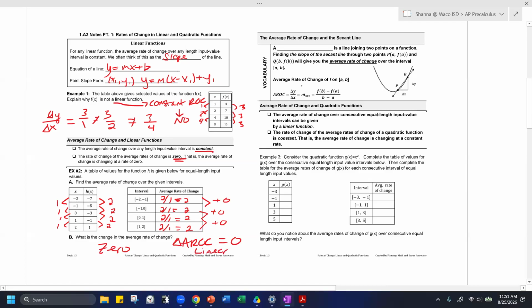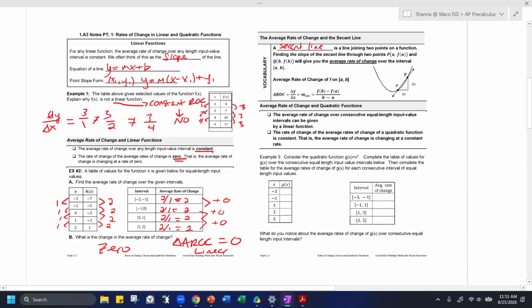Now, the average rate of change and the secant line. A secant line is a line joining two points on a function. You're going to find the slope of the secant line through two points.